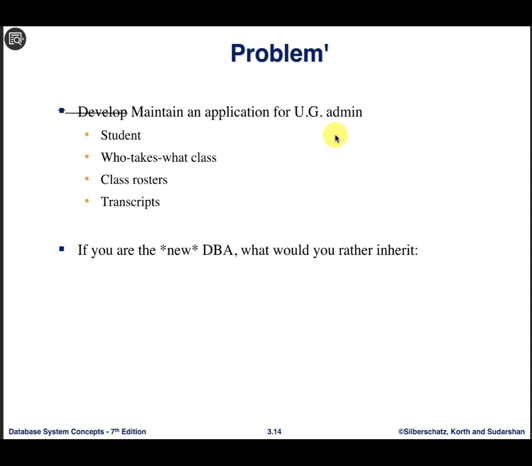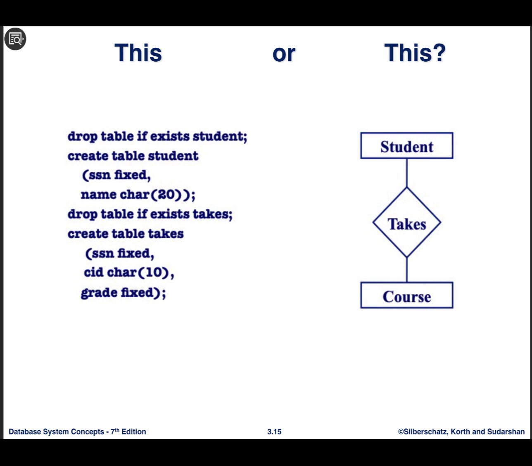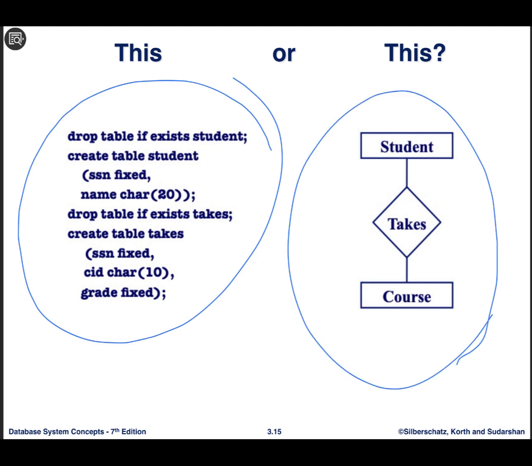Assume that we get back to the same problem that we have. You try to build the undergraduate administrative system that contains information about students, classes, etc. If you are a new database administrator, what would you rather inherit? Something like this, the schema, or something like this? Of course, you need this one, definitely. But at the beginning, you need to have an idea what's going on at a high level for the system. So I know students take courses, and you can understand what's going on at a high level. Then after that, of course, you have to go deeper.